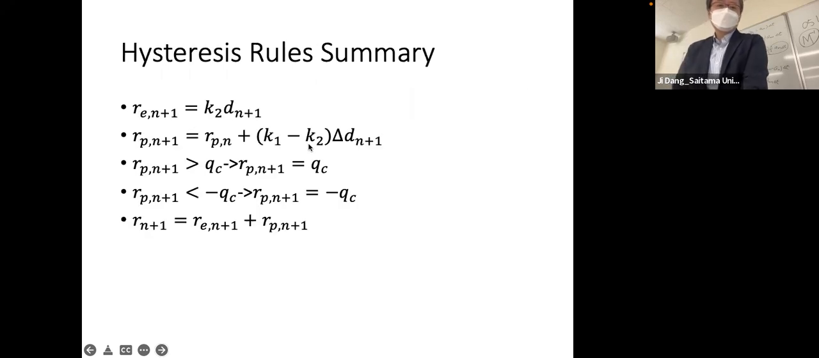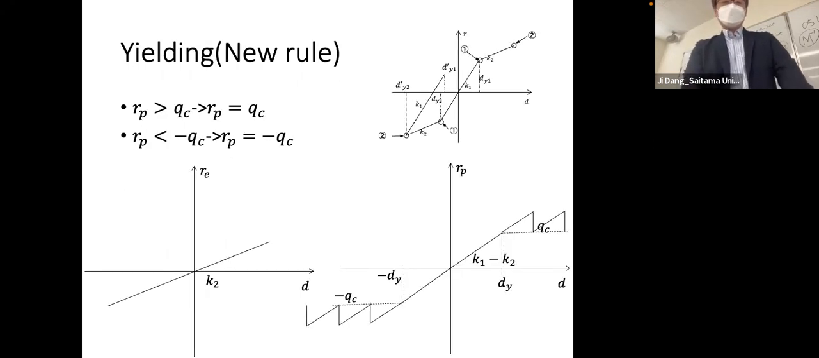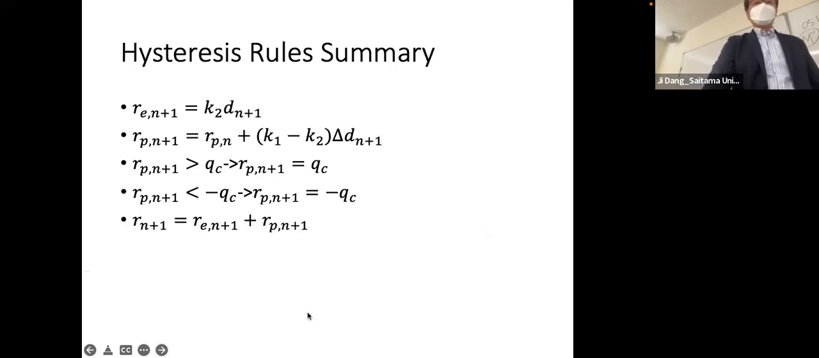Okay. So here is the new rule. Then step by step, every step goes over QC, draws back, goes over and draws back. By every calculation, do that. Then finally you can get a perfect bilinear model.